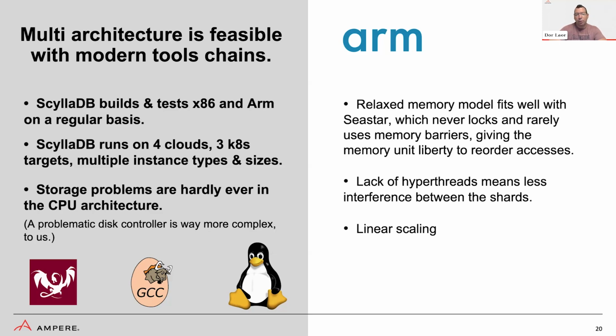Usually you'd expect some other problematic areas, like different disks, different NICs, and so forth. The CPU is not a problem. And actually, ARM itself is an advantage for Scylla, because it has a relaxed memory model. It fits Seastar because we don't lock. We do the sharding per CPU. So it's efficient, no need to explicitly lock, and the lack of hyperthreads and linear scaling is very valuable.